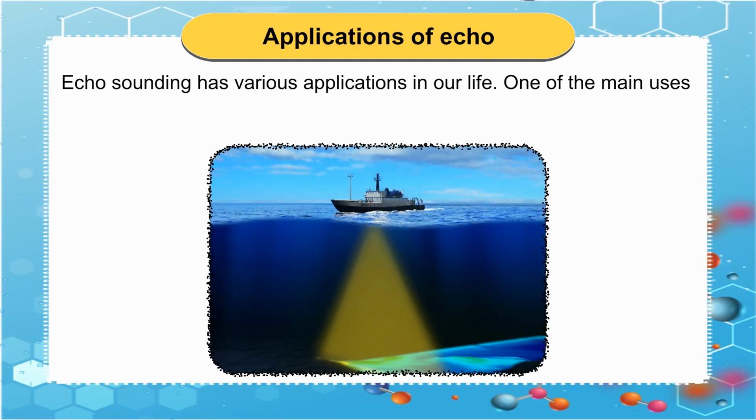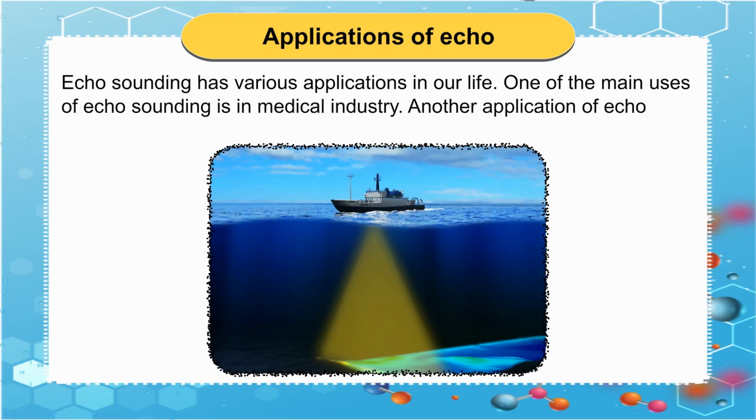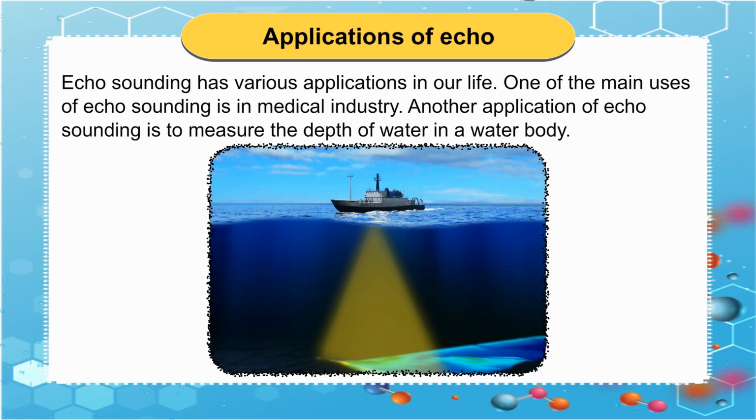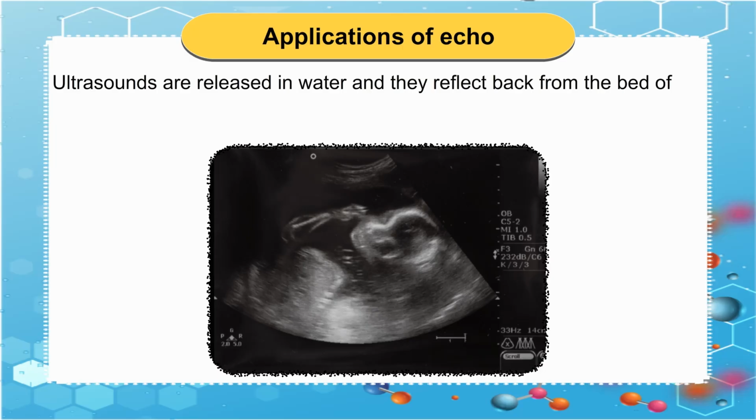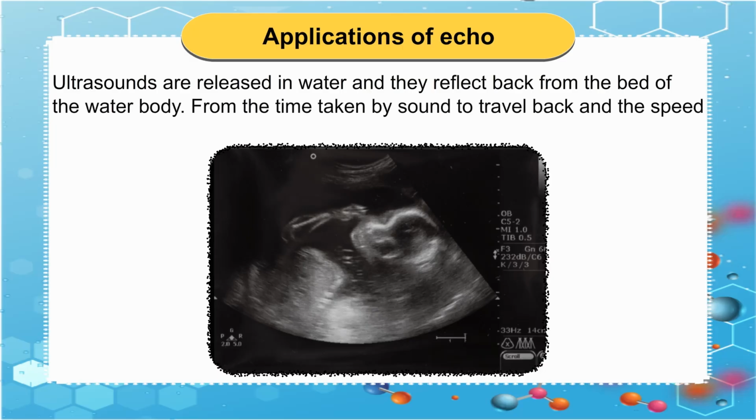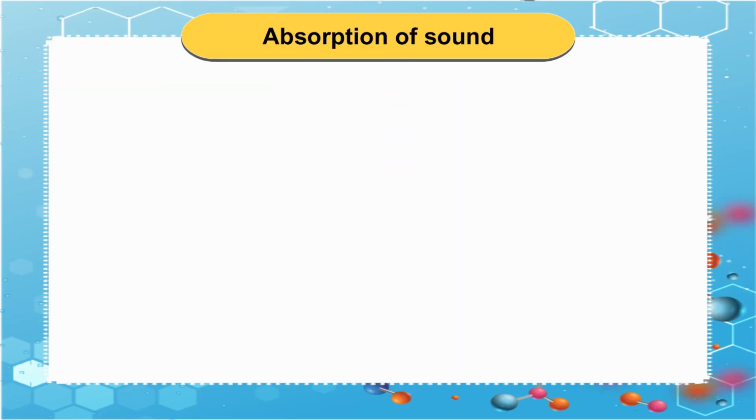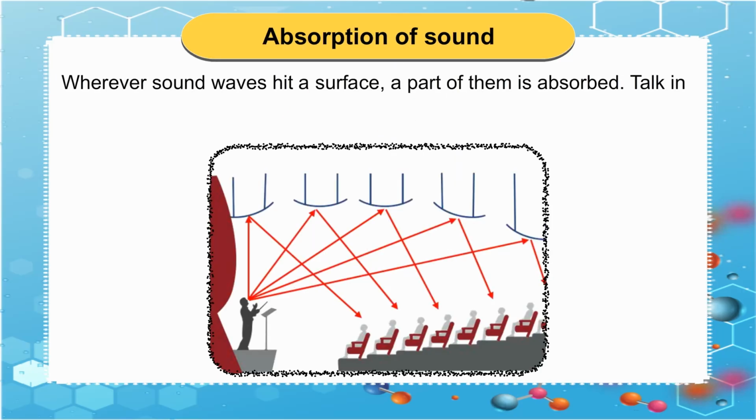Applications of echo. Echo sounding has various applications in our life. One of the main uses of echo sounding is in medical industry. Another application of echo sounding is to measure the depth of water in a water body. Ultrasounds are released in water and they reflect back from the bed of the water body. From the time taken by sound to travel back and the speed of sound in water, the depth can be calculated.